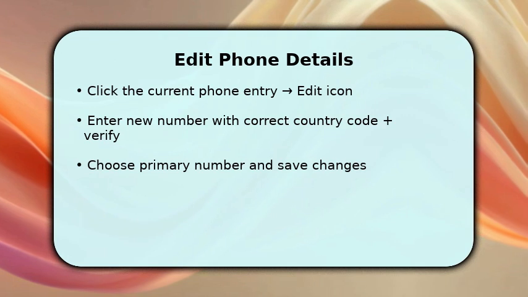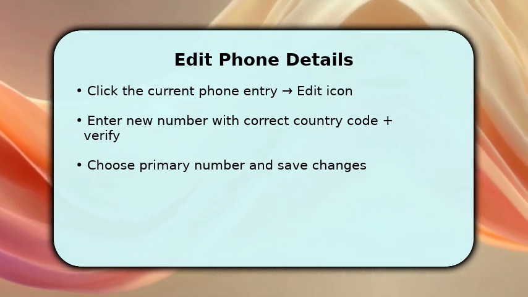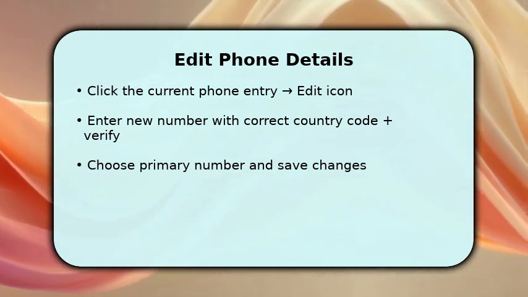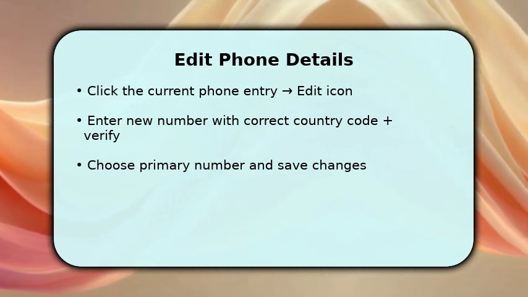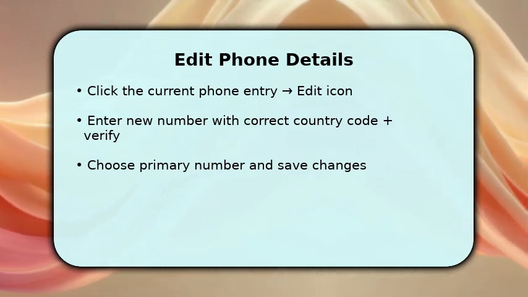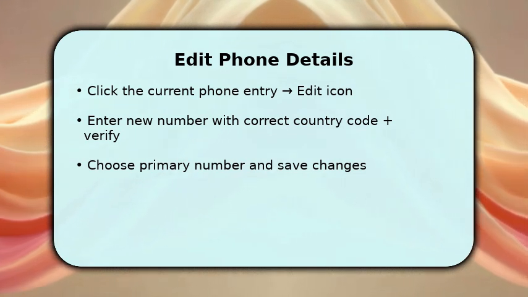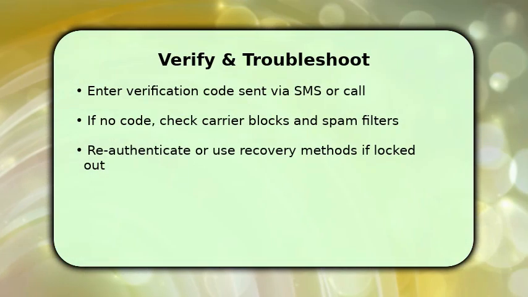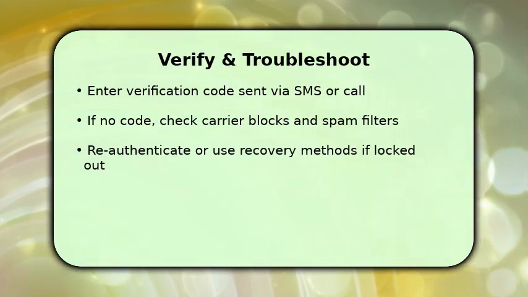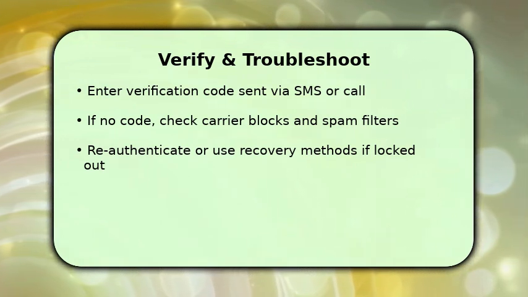After saving, Google typically sends a verification code to the new number. Enter that code when prompted to confirm ownership. If you don't receive a code, use the resend option or retry the country code. To finish, enter the verification code you received by SMS or phone call. This finalizes the update and secures your account.